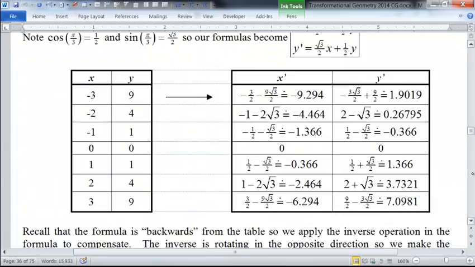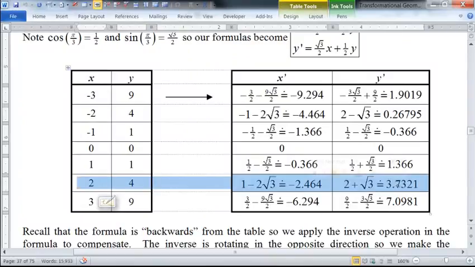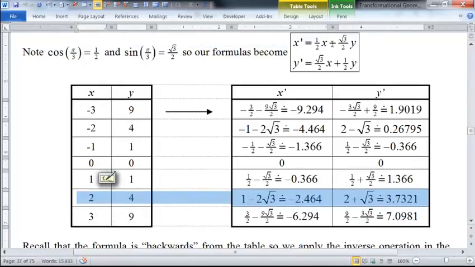Let's say we do it to the one we were looking at here, which is 2, 4. Okay? And we just plug that in for x and y in this formula here. So if x is 2, 1/2 times 2 is 1. So that's the 1 right there. And then y is 4. The 4 and the 2 cancel, leaves us a 2 times negative square root of 3 is negative 2 square root of 3. So this gives us the point x prime, the image of 2, 4. The x-coordinate will be 1 minus 2 square root of 3, approximately negative 2.464. Okay? So 1 minus 2 square root of 3.